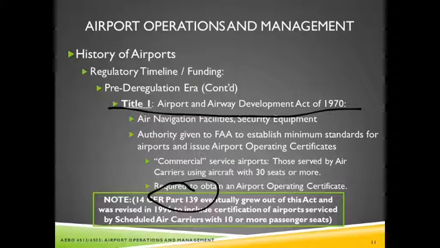Part 139 is titled Certification of Airports. And today the Part 139 rule covers airports servicing scheduled airlines with 10 or more passenger seats and non-scheduled airlines with 30 or more passenger seats. We will get into Part 139 in depth, but for now understand the track taken from the beginning: no regulation of airports to the current airport regulation rules.